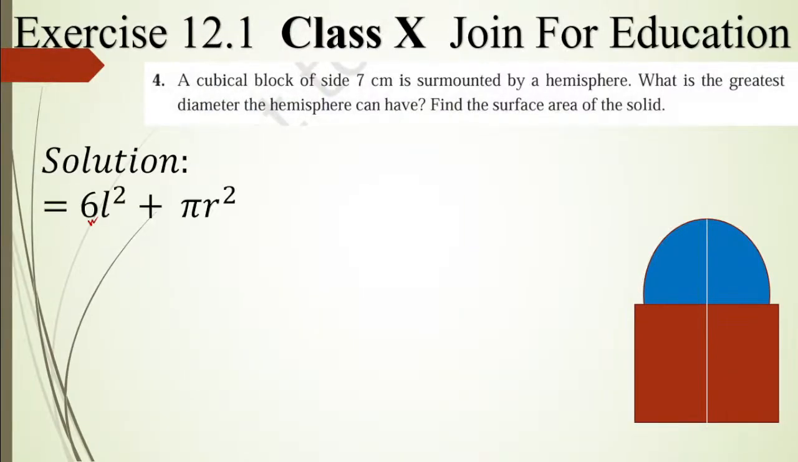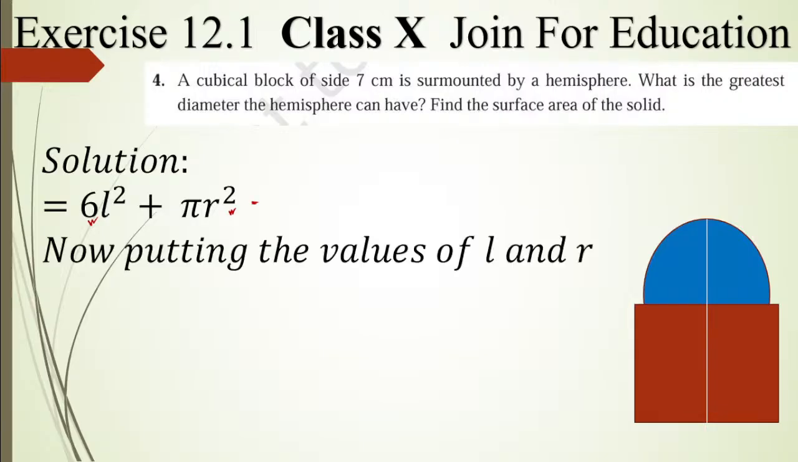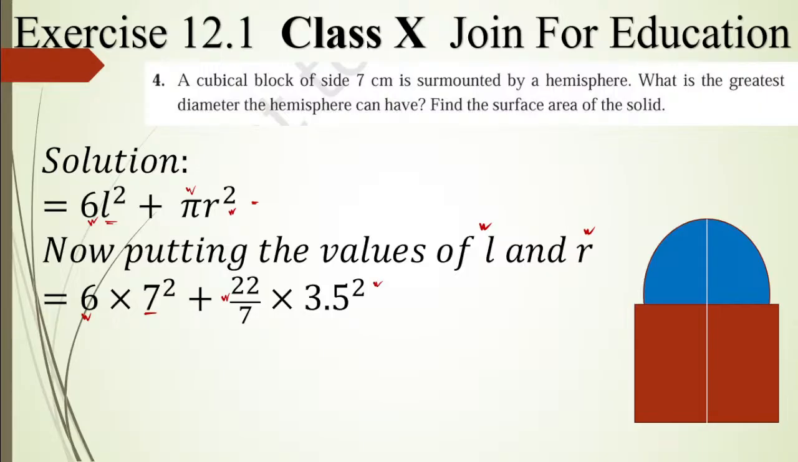So 6 L square plus pi r square. Now putting the values of L and r, we get here 6, and the value of L is 7. Therefore, I have written here 7 square plus the value of pi is 22 by 7, and the value of r is 3.5. So I have written here 3.5 to the power 2.